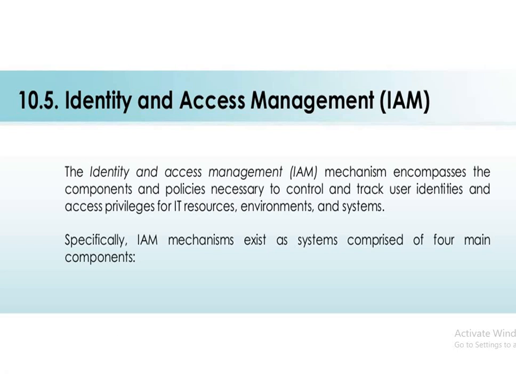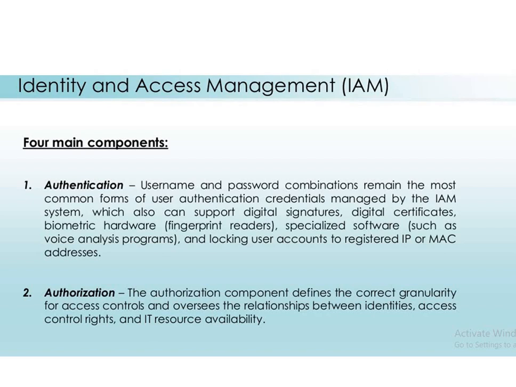Basically, the IAM mechanism, identity and access management mechanism, encompasses the components and policies necessary to control and track user identities and access privileges for IT resources, environments, and systems. Specifically, IAM mechanisms exist as systems comprised of four main components. So there are four main components of IAM. Let's talk about them one by one.